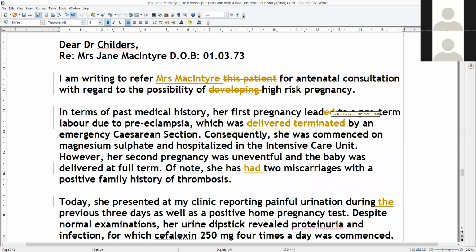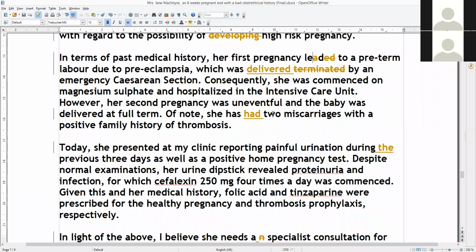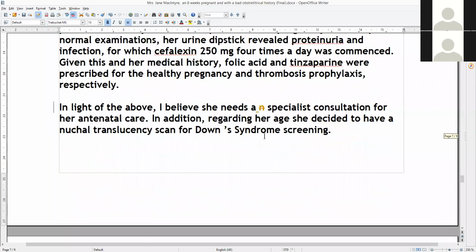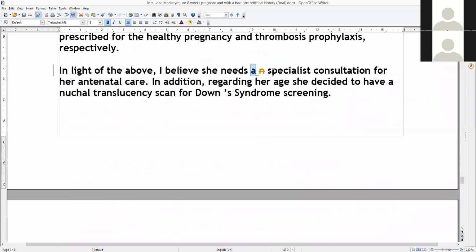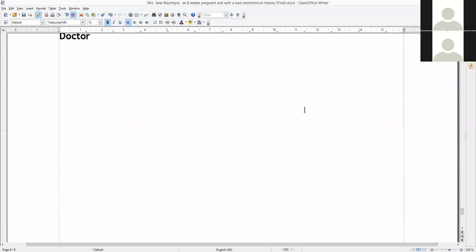Present perfect, incorrect use of past tense there. Lead, led. Actually, lead, led. I have led, yeah. Led, L-E-D, lead, led. Led to preterm labor, delivered, has had, present perfect, article. Okay, and a instead of an because it's not a vowel sound, it's a consonant. Okay. Don't have time for that last one.